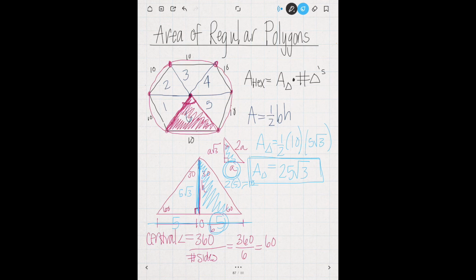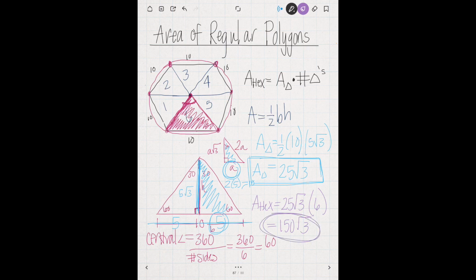But we're not done yet, because that's the area of one triangle. I want to know the area of a hexagon, and a hexagon has 6 triangles. So the area of my hexagon is equal to 25 times the square root of 3 times my number of triangles, which is 6. I multiply the numbers that are not square roots: 25 times 6 gives me 150 times the square root of 3.